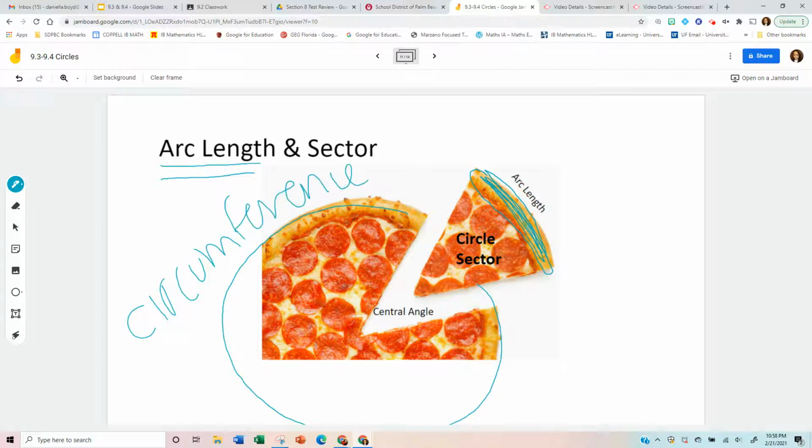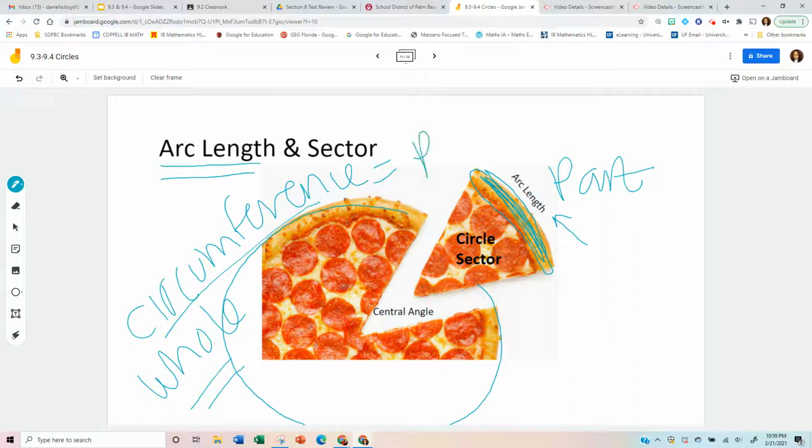So what that means is your arc length is a part of the entire circumference, which is a whole, which means we're going to do similar proportions to what we did with the area of the sector, but we're not using area, we're using circumference because it is a length, and circumference means the same as perimeter. So it is the perimeter all the way around of a circle. So let's check this out in action.